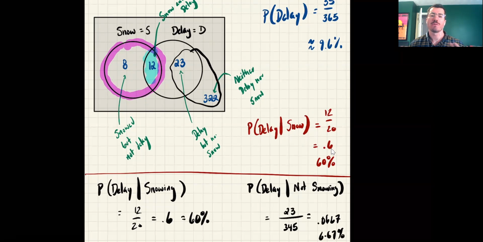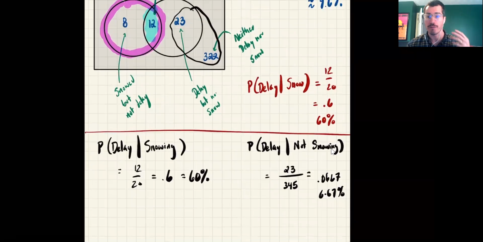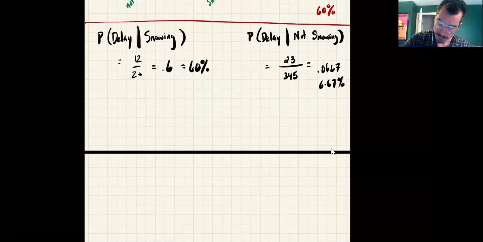So all of a sudden, again, we see a bit of a change, we see a bit of a problem, or not a problem, just a relationship. So what does this mean? It means that in a given day, you've got a 9.6% chance of being delayed. But all of a sudden, if you know that it's snowing, you've got an increased chance. Those two things depend on one another. Being delayed is affected by it snowing.